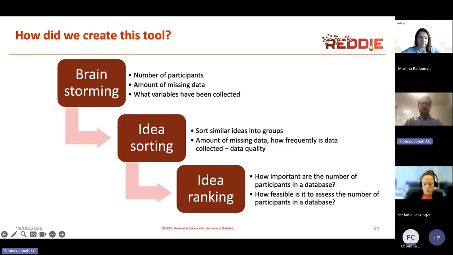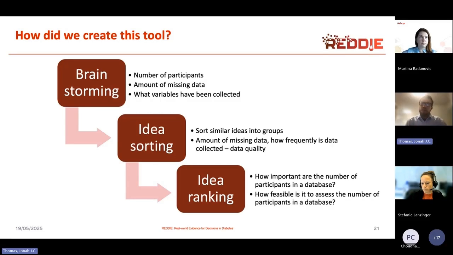So the methodology we decided to use was a concept called group concept mapping. And this methodology uses three main stages. It's a mixed method approach, where the first stage is brainstorming. So you ask a number of participants, what would they consider important when deciding whether a database was fit for purpose to answer a research question. So the things that might come out here is number of participants, amount of missing data, what variables have been collected, for example. These statements are then taken forward and participants are then asked to sort these into categories based on how similar they are. So if they cover similar concepts. So for example, the amount of missing data, how frequently is data collected may all be categorized together into an idea of data quality. And finally, these ideas are ranked.